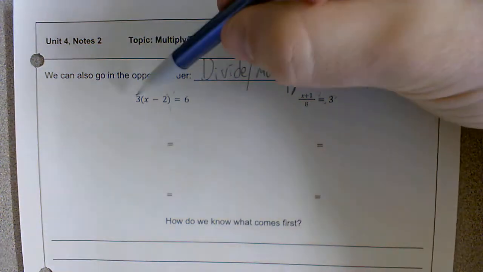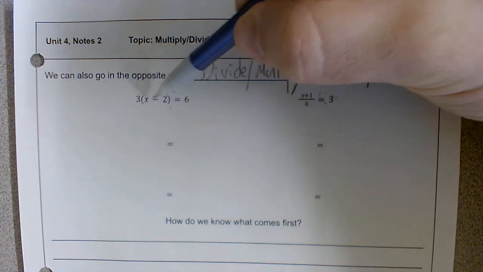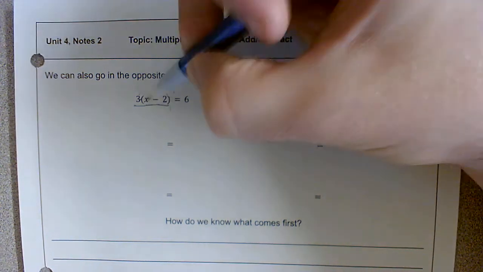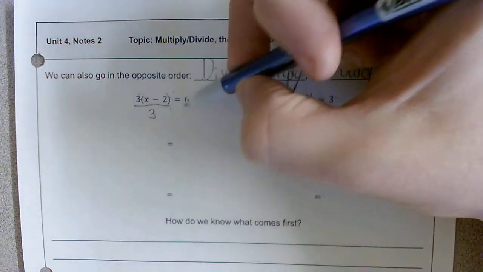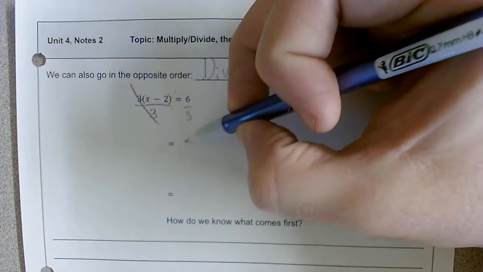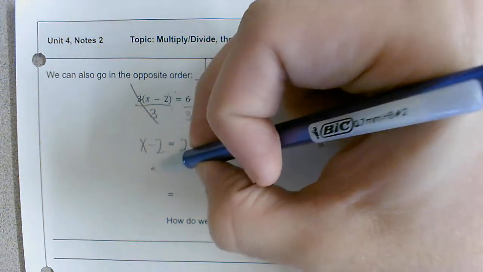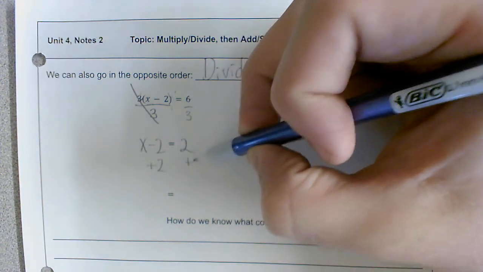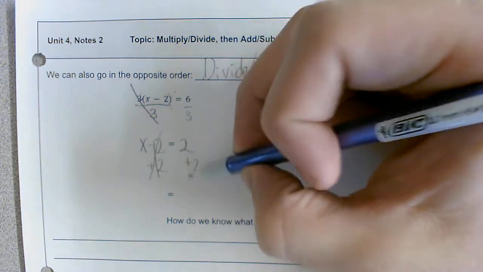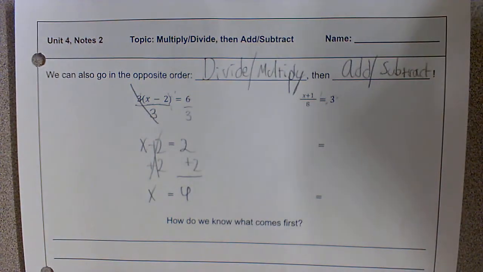So, this 3 here is multiplying these parentheses. Because it's doing that, we need to go ahead and divide both sides by 3 to get it out of there. Divide 3 there, divide 3 here. 6 divided by 3 is 2. Then we're left with x minus 2. So to get our answer, we add both sides. 2 plus 2 is 4. X is untouched, so it comes down. Awesome.